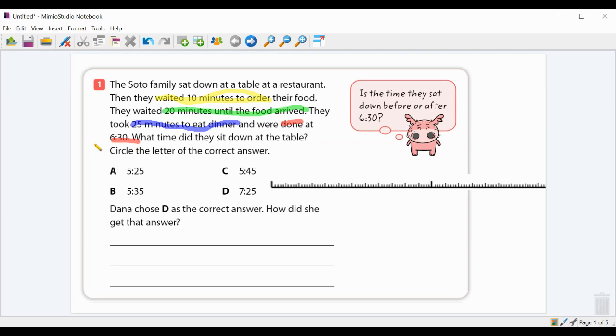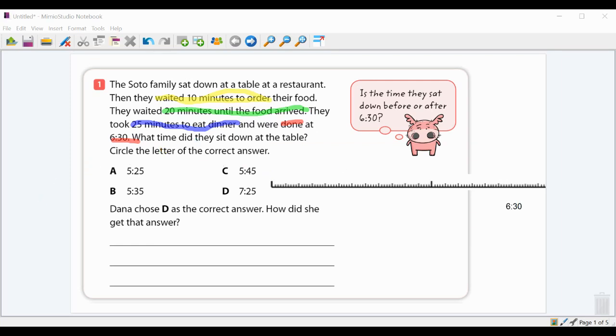So the information that we're missing, let's think about that. We know what time they're done, so the ending time is going to be 6:30, and we know how much time they spent while they were there. What we don't know is the beginning time. That's what we're going to try to figure out. What time did they start?